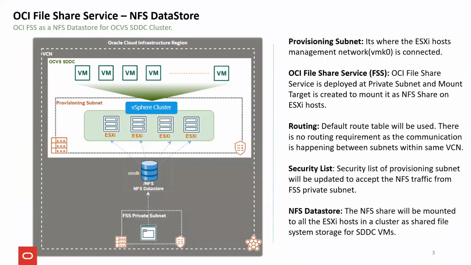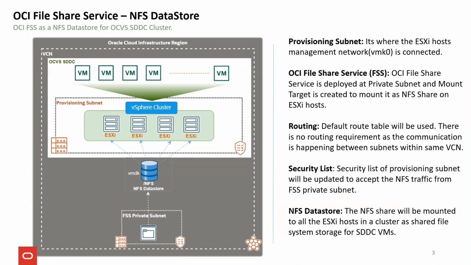So let's begin. As part of this architecture, you would see that the ESXi hosts are part of the VMware SDDC. They are placed and connected to the provisioning subnet. Provisioning subnet is where all the ESXi hosts will be connected to as part of the VMware SDDC. Our objective is to establish a communication between the ESXi host and the file share services mount target to be able to mount the NFS data store to the ESXi host.